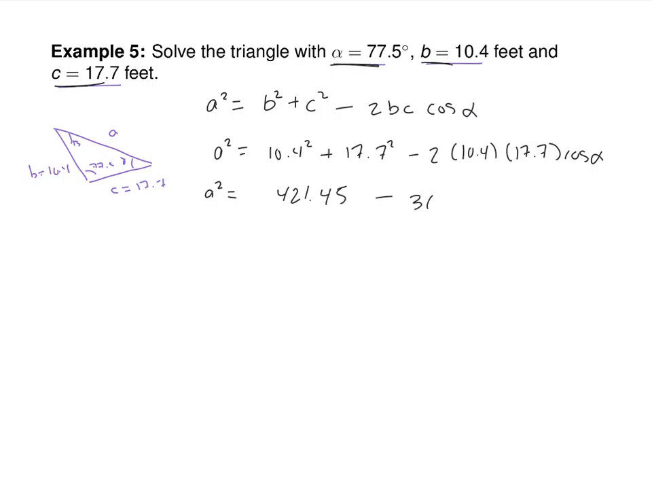Minus 368.16 times cosine of that. I'm sorry, I should have plugged in alpha, it was 77.5. I did all that. If you do it all at once, I had a dumb calculator at home, so I was working this out in stages. I got a squared is 341.7656. Yep. And then I rooted that, and I got A was approximately 18.5.